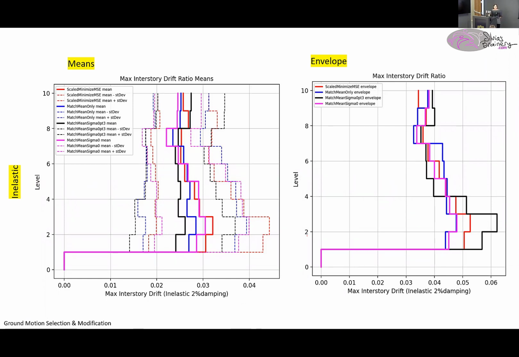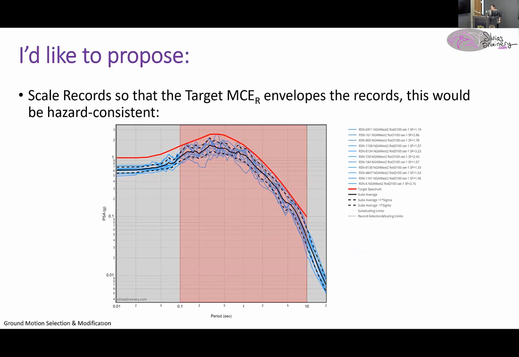Tall buildings then become a whole different thing, but with what we're doing with these ground motions, I think that should really be the focus of what we want to look at in the future as well. Personally, instead of matching on the mean, I would like to match on the envelope. This is more consistent with hazard.